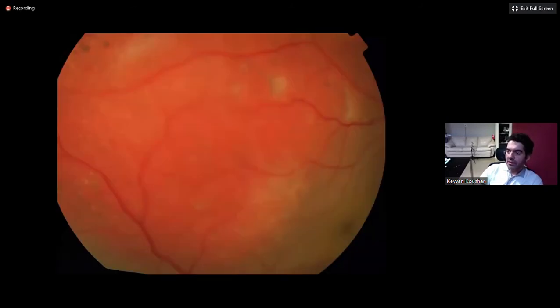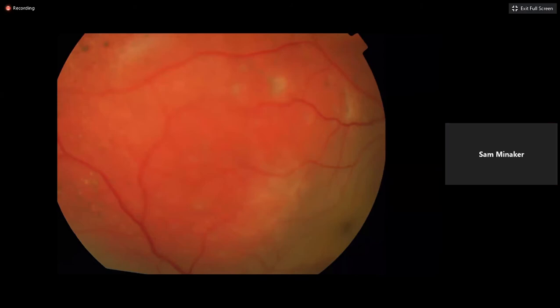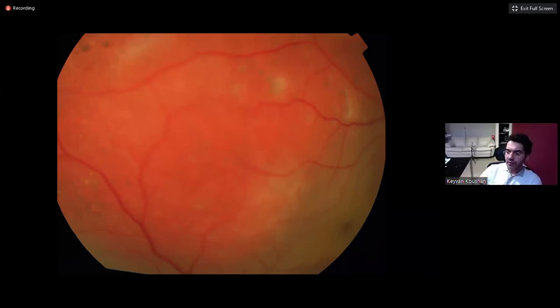So what's this? Look at the fovea. The fovea is at the bottom right of the photograph. You see that? So this is the more peripheral part. What's that? It's like a diffuse choroidal hemangioma? Exactly. So it's a diffuse choroidal hemangioma. It's very characteristically related to Sturge-Weber syndrome.